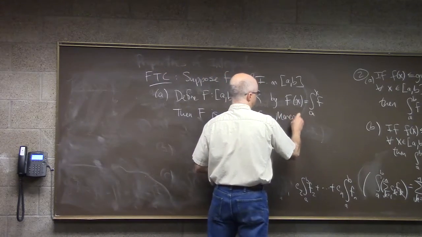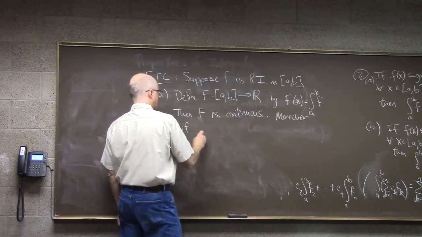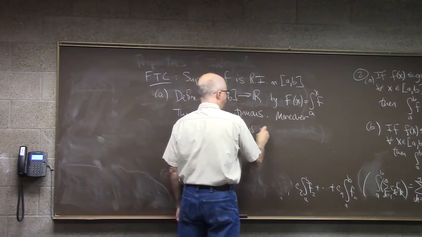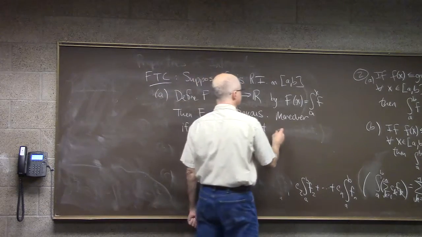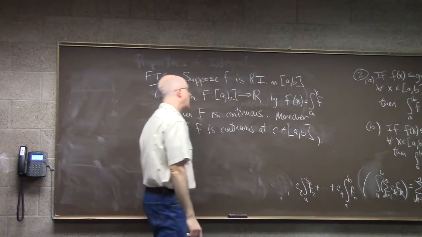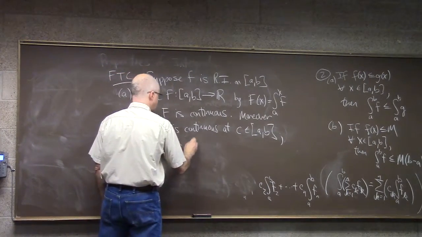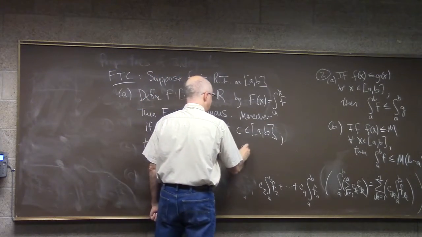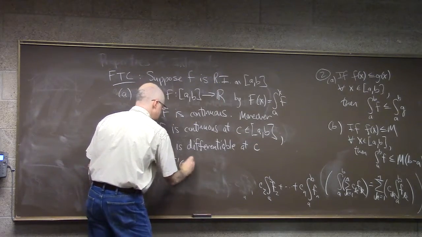Moreover, and more importantly, if little f is continuous at a number, I think the book calls it x, but I'll call it c, at some point c in the interval, then capital F is differentiable at c, and capital F prime of c equals little f of c.